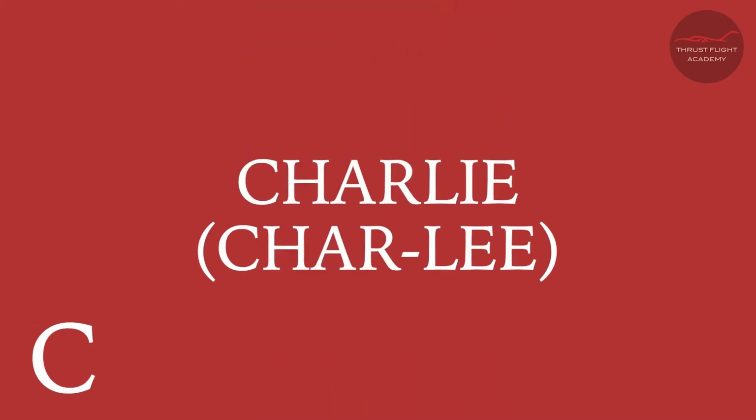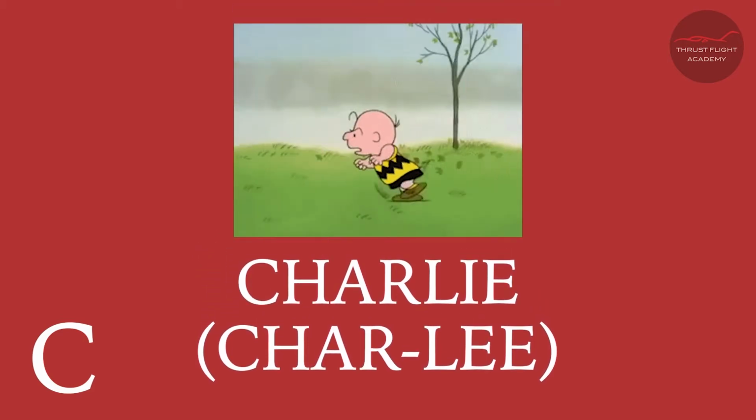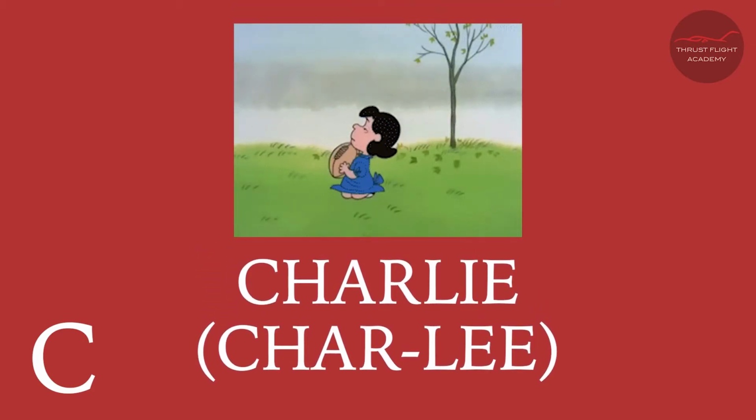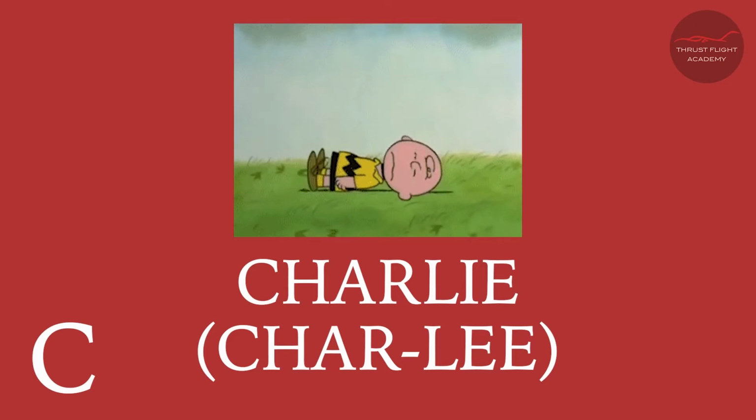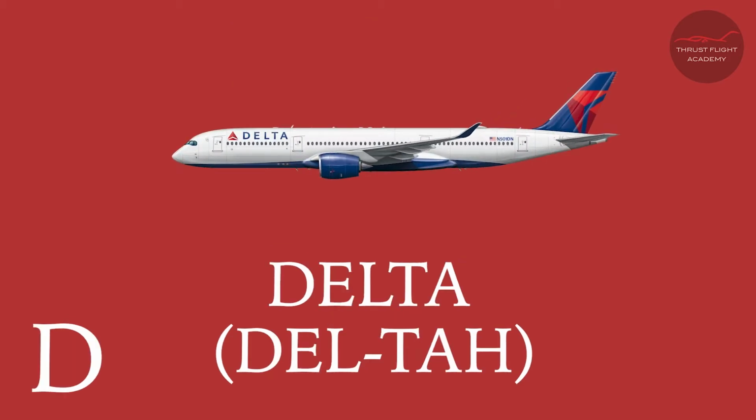For B. Charlie, this one's for you. I know you're out there watching this video, and I wanted to make sure that you know that Charlie is all about you. So C is for Charlie. Charlie seems pretty straightforward. Delta, when you're doing delta, it's delta for the letter D.